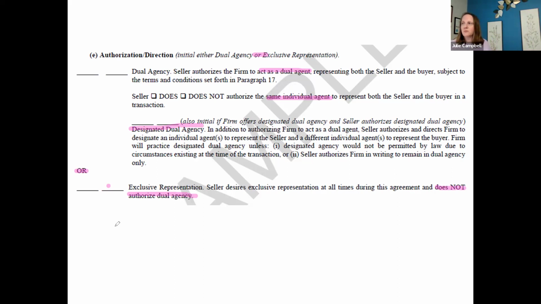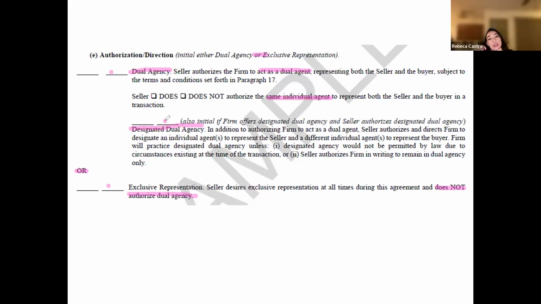What do we think? Can they agree to only designated? No. I have to get a yes to dual before we can agree. There's no such thing as designated without dual. You have to have dual because designated is a form of dual.